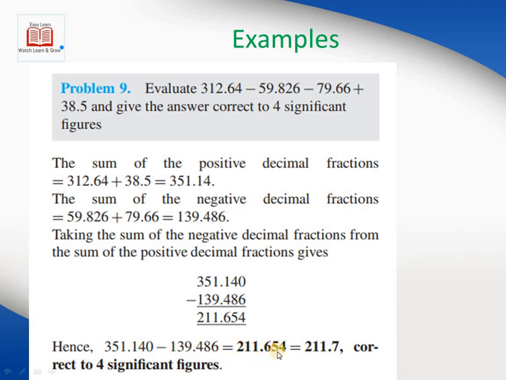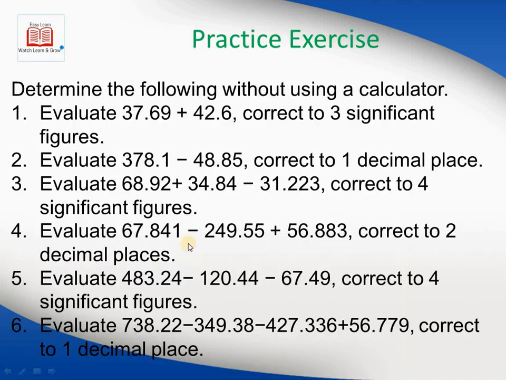For 211.654, the next digit is 5, and in this case there is something after 5. When there is something after 5, remember that you have to add 1 to the previous digit. So 211.7. You do not have to check whether the previous digit is even or odd. Add 1. So this is correct up to 4 significant figures.